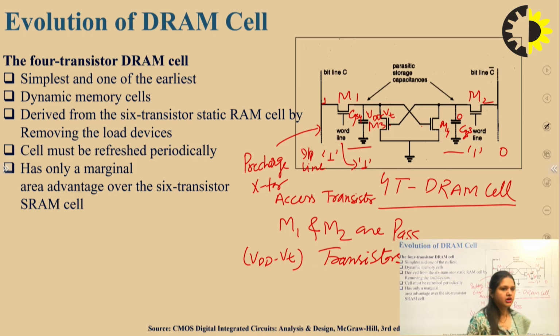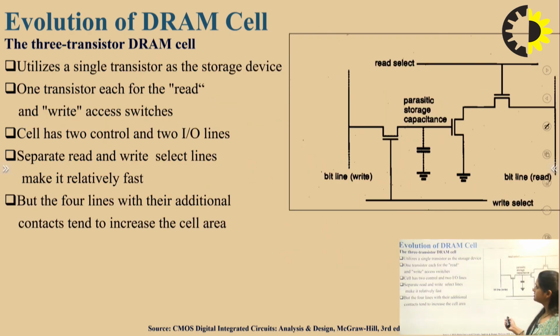But there is no such advantage of using this 4T DRAM cell. It's better to use 6T SRAM in place of 4T DRAM, because here we require periodic refreshing also. So there is not much advantage in reducing the transistor count in that particular DRAM cell. So it is required to reduce the transistor count further. In the next slide you can see the structure of the 3T DRAM cell organization. This is known as the evolution of the DRAM cell.